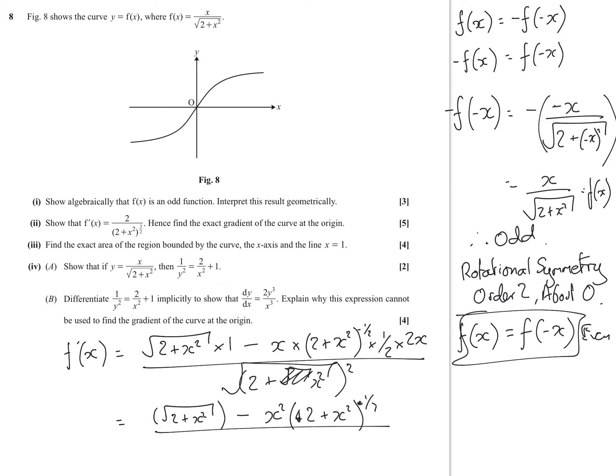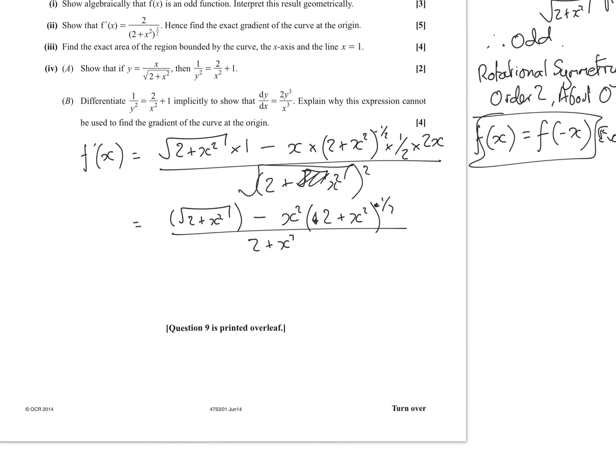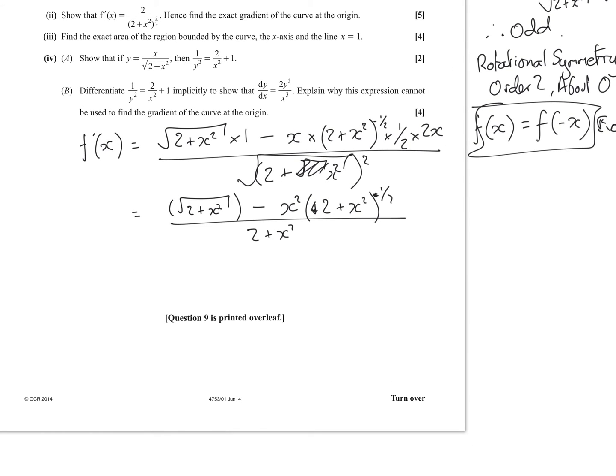Okay, over 2 plus x squared. Okay, and I think most of us got to that point, and we're like, okay, I cannot see how I'm going to get to that answer that they've got. Here's my suggestion. I'm going to get the denominators to match.